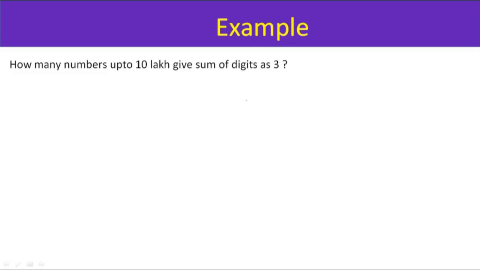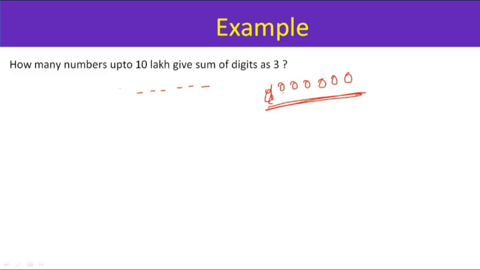How many numbers up to 10 lakh give sum of digits as 3? How many digits will be there here? Ones, tens, hundreds, 1,000, 10,000, 1 lakh. How many digits are there, guys? Up to 10 lakh? So 7. This is 10 lakh, right? But you want how many numbers up to 10 lakh. Now we know that in 10 lakh the sum of the digits is not 3, so the number has to be less than 10 lakh. The number is less than 10 lakh, it will be a 6-digit number.